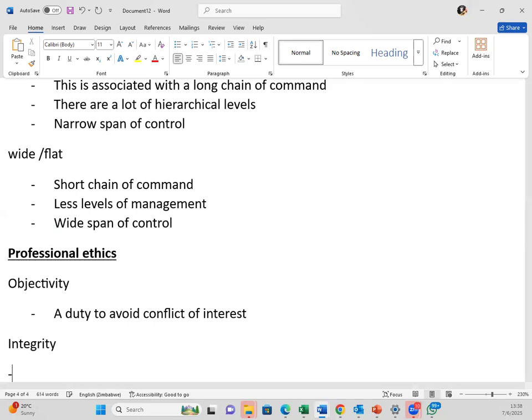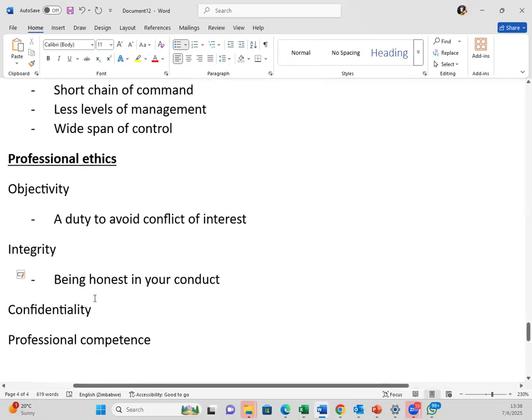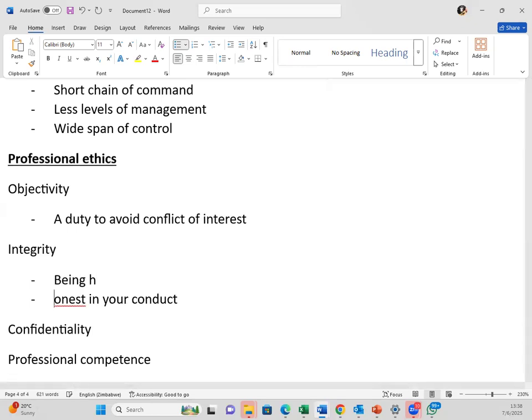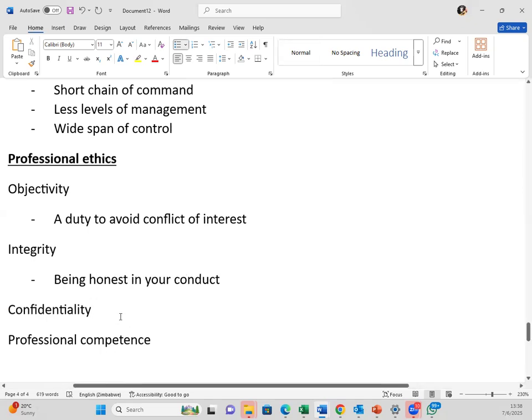Integrity is behaving with honesty. If you are a professional member, you are supposed to be honest. So a professional member must behave with integrity. So having integrity means being honest in your conduct. Behaving with integrity means you are being honest in your conduct. That's having integrity.